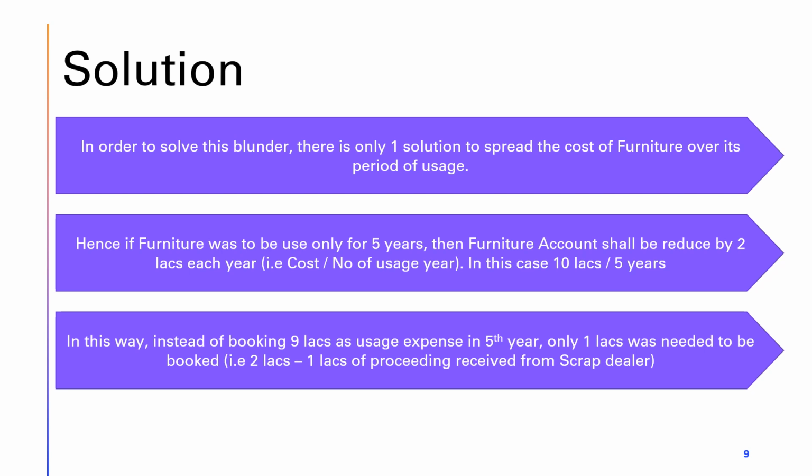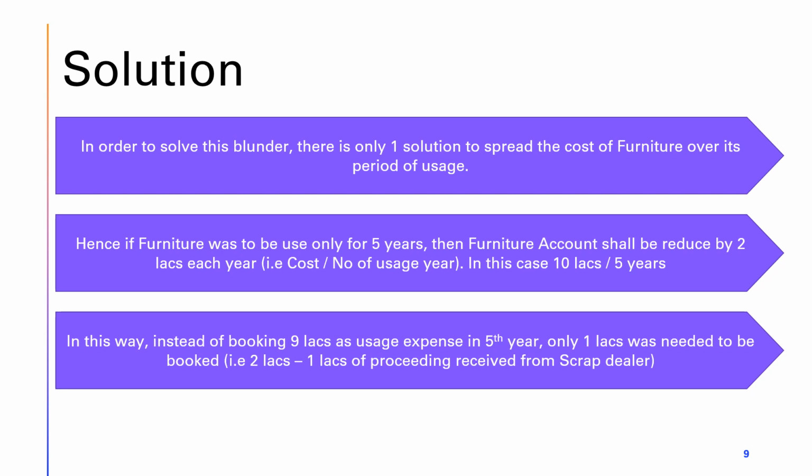On analyzing the scenario, the chartered accountant gave him one solution, that is, to spread the cost of furniture over the period of usage. Now what does that mean? In Gara Electronics' case, the furniture's cost was rupees 10 lakhs, and the period of usage was 5 years. Hence, 2 lakhs shall be expensed out each year in order to display a correct picture of the business through the books of accounts.